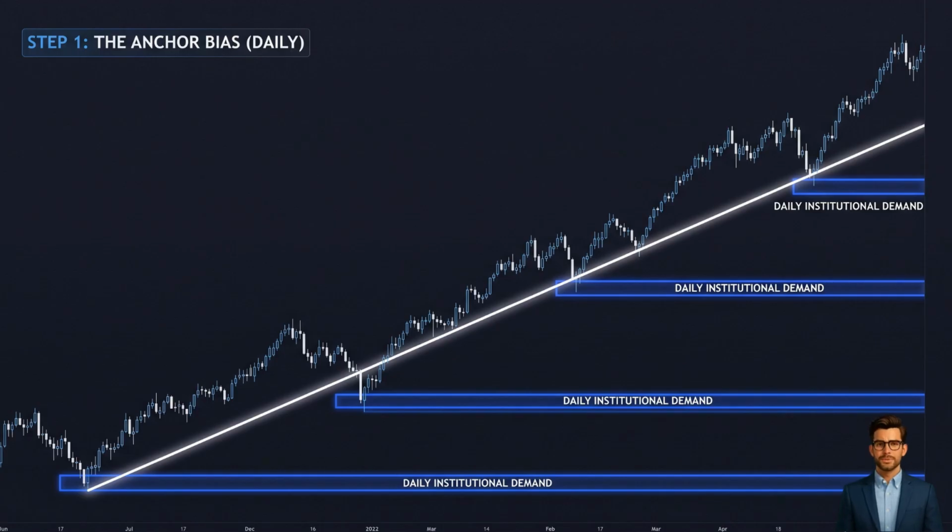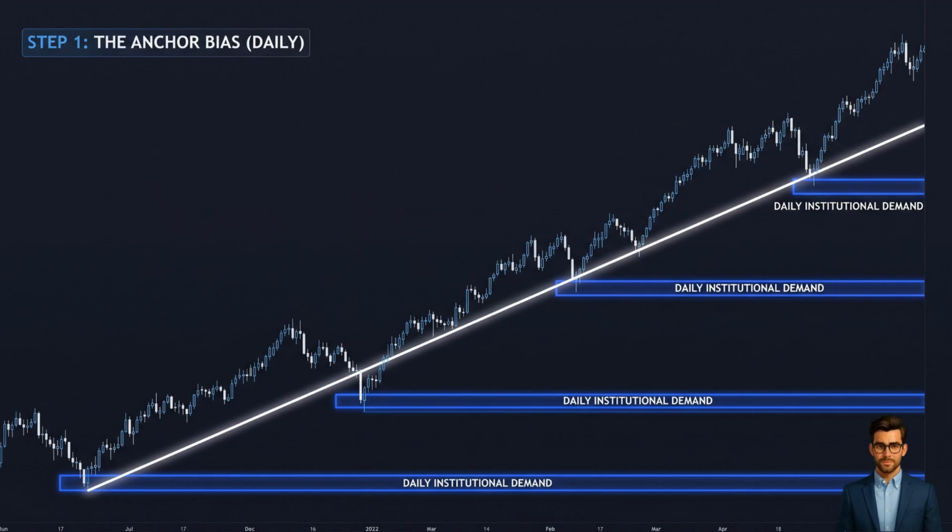Step 1 always begins on the highest time frame, the anchor. In our example, you open the daily chart. When you look at the daily chart, you must completely ignore minor candlestick patterns. You do not care about a daily doji or a minor indicator fluctuation. Your only objective is to map the macro battlefield and answer one fundamental question.